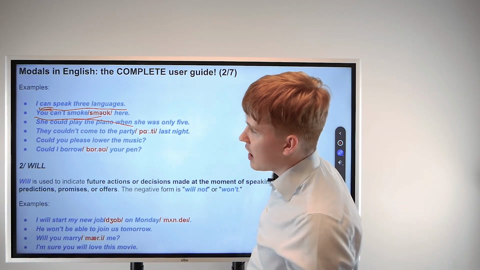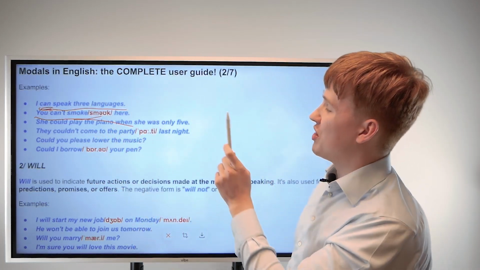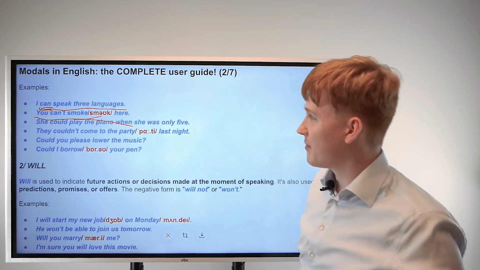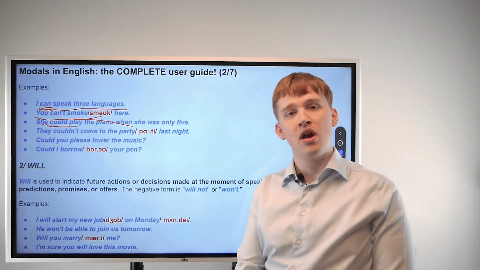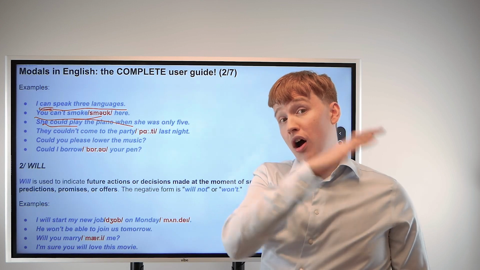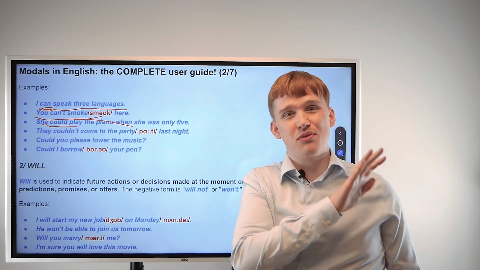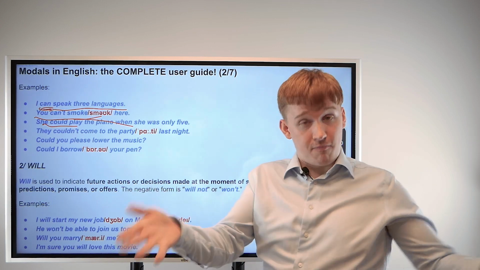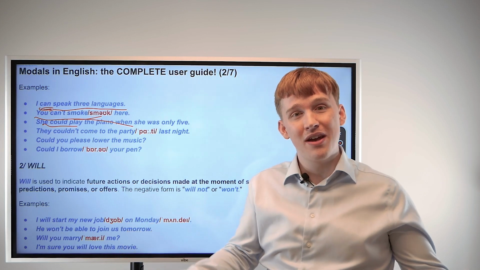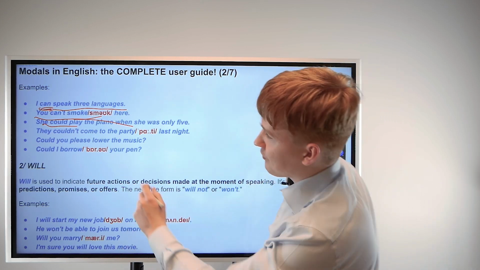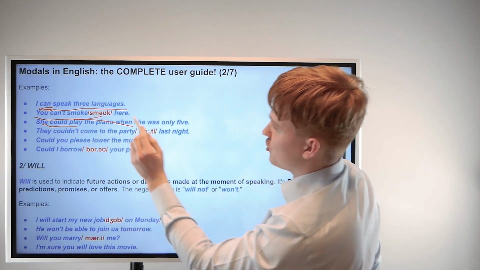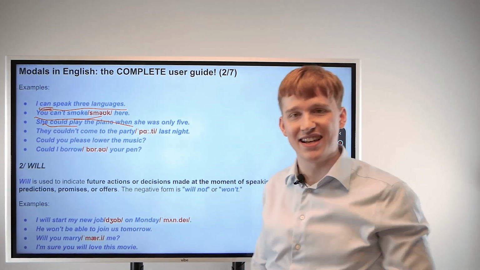Very good job. She could play the piano when she was only 5. So remember, could is the past tense form for this. So we say she could in the past play piano when she was only 5. So she can probably still play the piano, but that was in the past that she could do that. That's perfect.